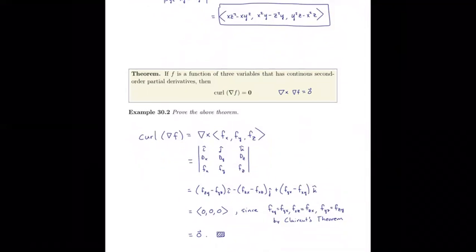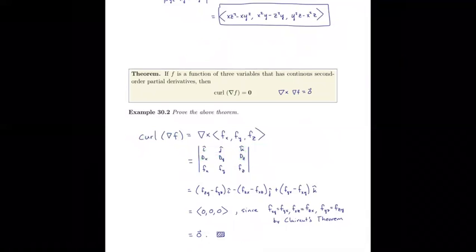So let's prove this theorem. So we assume that f is such a function. It's a function of three variables with continuous second partial derivatives. And we have a look here. We start out with the curl of gradient of f. And well, the gradient of f is partial f with respect to x, f with respect to y, f with respect to z, in each of the first through third components. And then the curl cross with that vector is the matrix determinant we have right here.